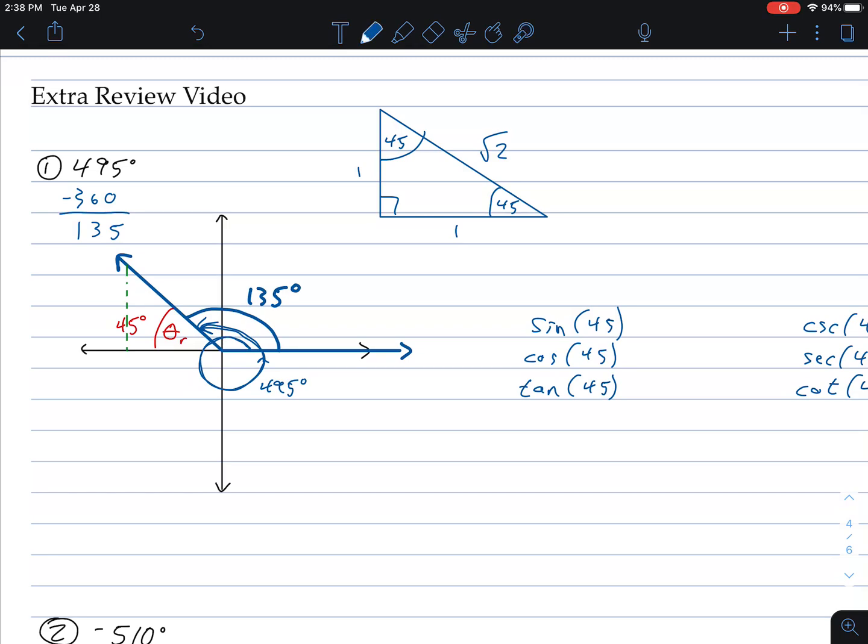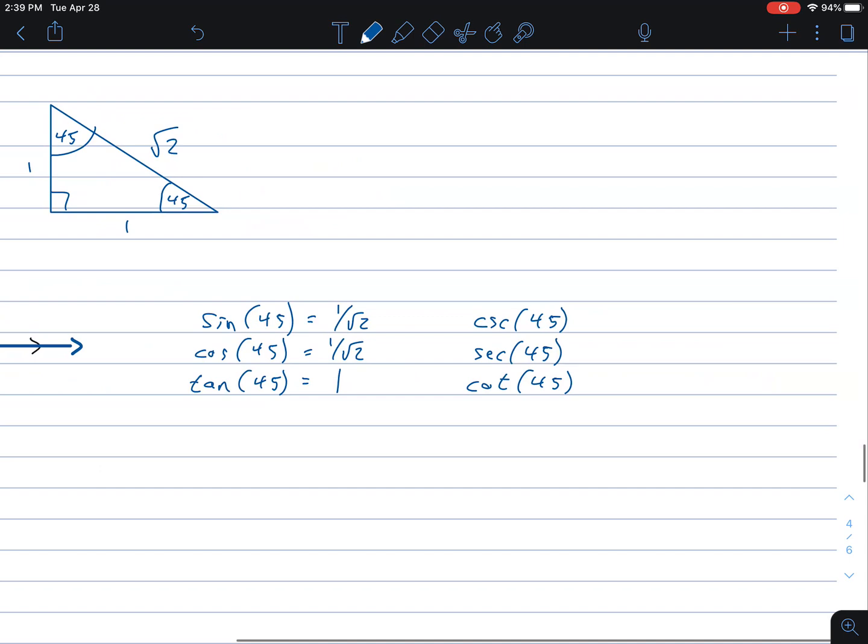All right, now based on those ratios we should have memorized, sine would be opposite over hypotenuse. So here's my opposite, and there's my hypotenuse. Opposite over hypotenuse, 1 divided by radical 2. Cosine, adjacent over hypotenuse, so that's the same, 1 over radical 2. Tangent, opposite over adjacent, so that's 1 over 1. And then cosecant, secant, cotangent are all just a flip. So this is radical 2 over 1, radical 2 over 1, and 1.